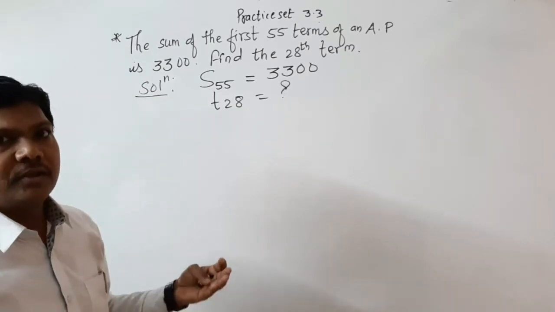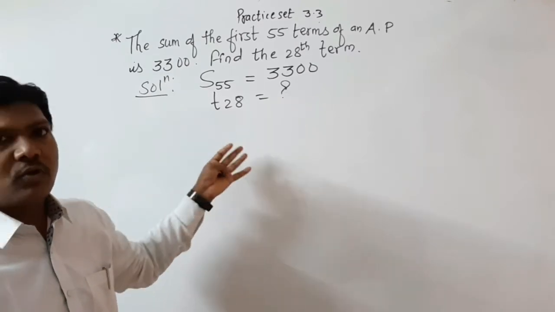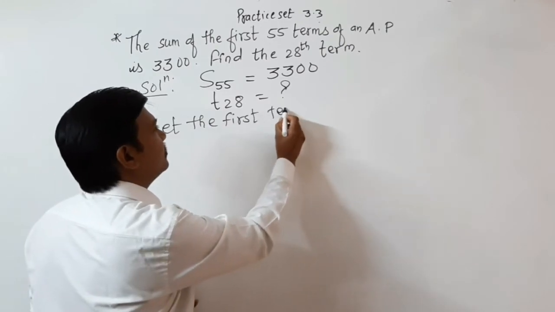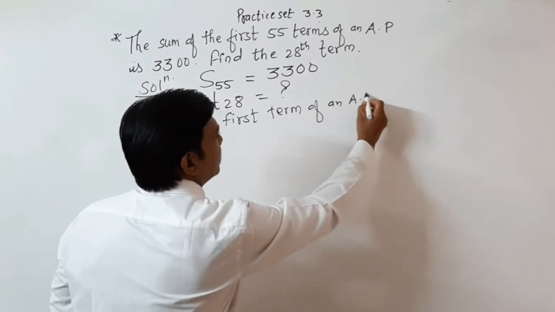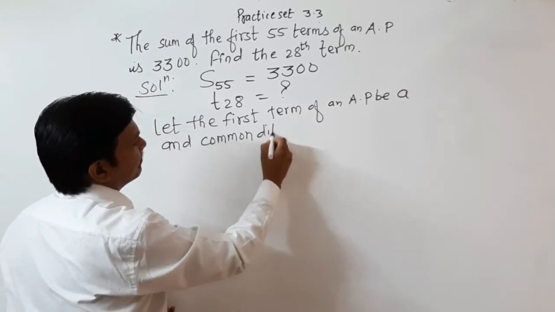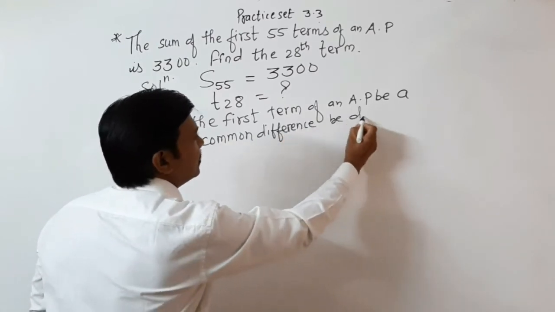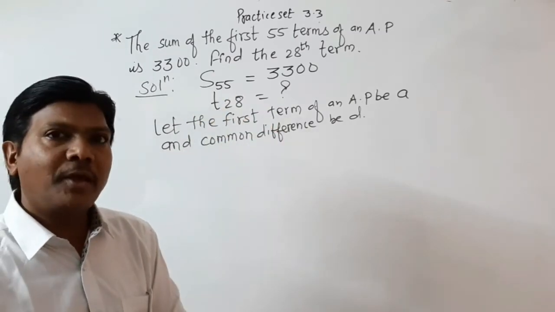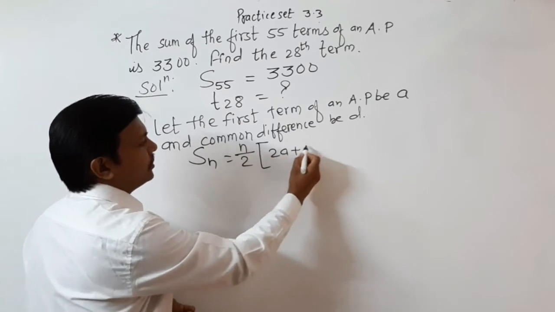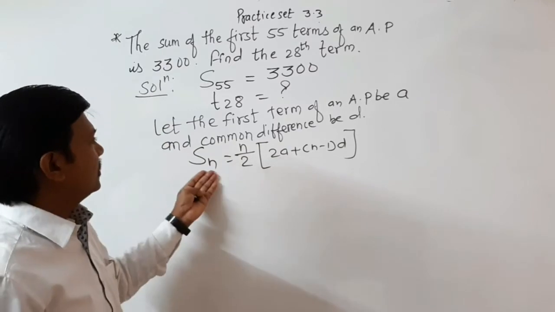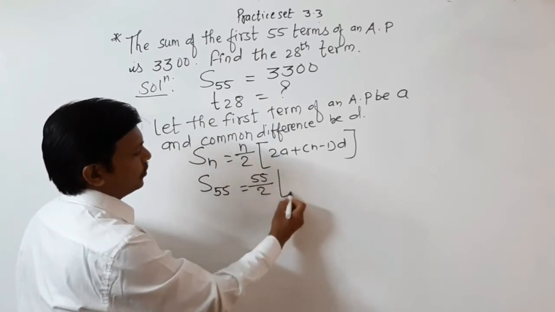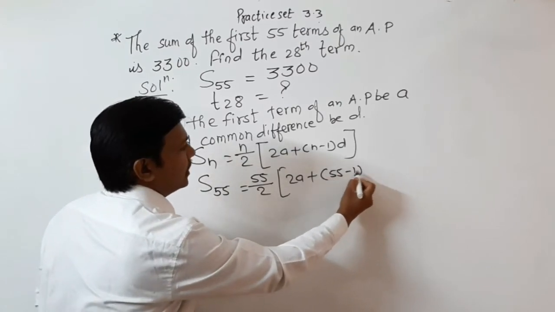So first we consider, let the first term of AP be A and common difference be D. Then here S55 is given, so first we apply the formula for Sn. So write the formula Sn equal to n upon 2, then in bracket 2A plus n minus 1 into D. Then put this n, that is 55. So S55 equal to 55 upon 2 [2A plus 55 minus 1 into D].